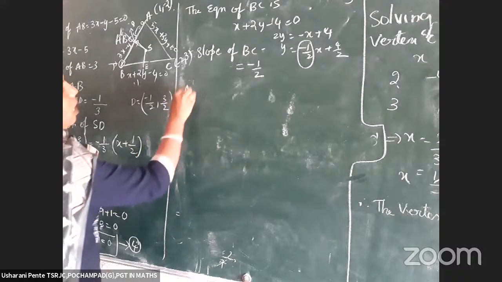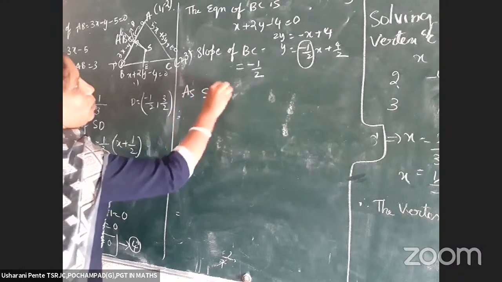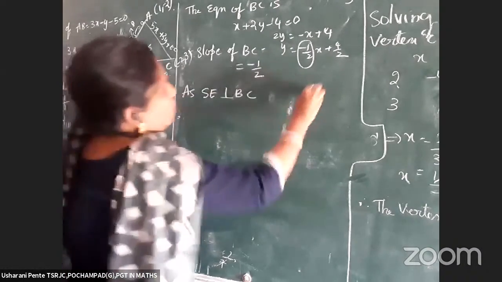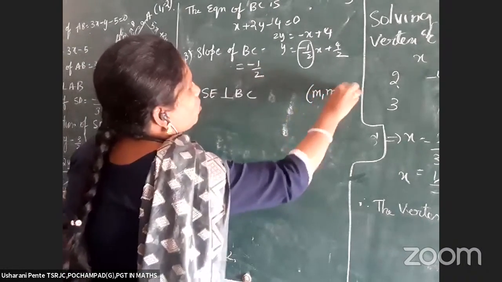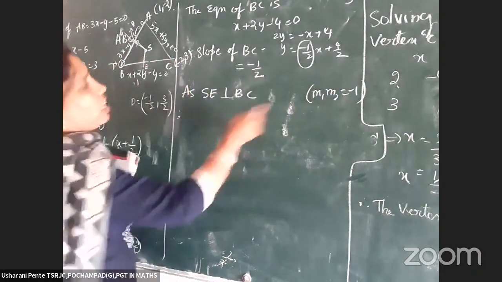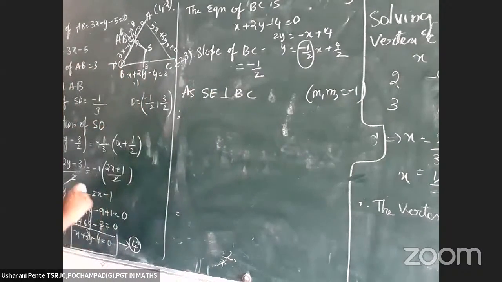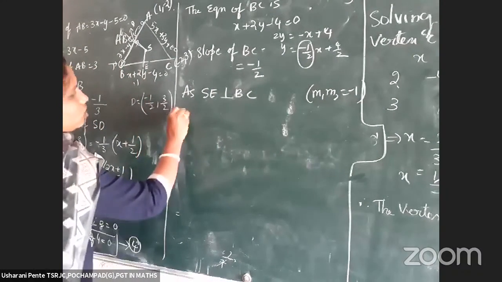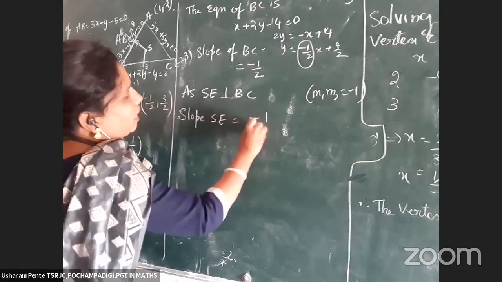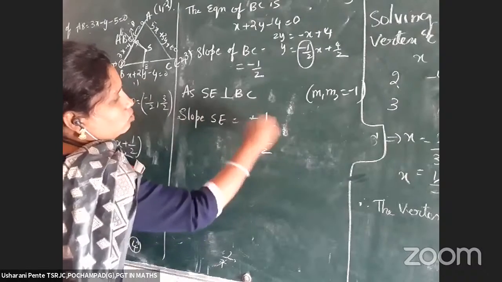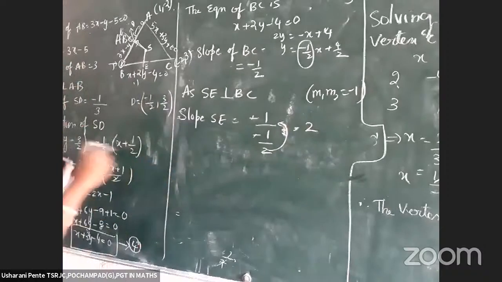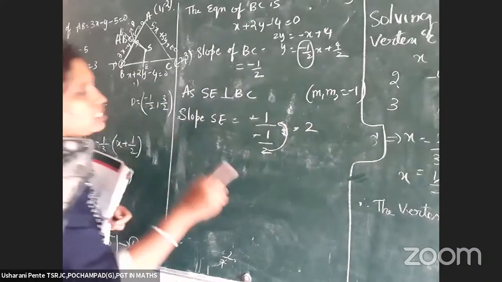As SE is perpendicular to BC, by using the product of the slopes of perpendicular lines, m1 into m2 is equal to minus 1, we are finding the slope of SE. Slope of SE is equal to minus 1 divided by minus 1/2. That is equal to, if 2 goes up to the numerator, we'll get 2. Therefore, we got the slope of SE is equal to 2.